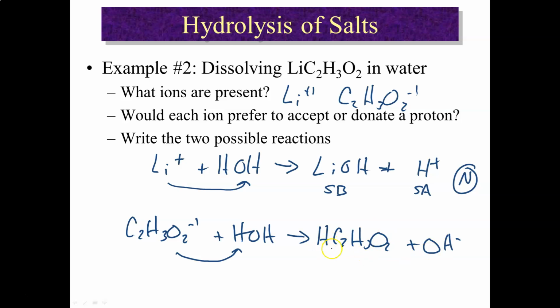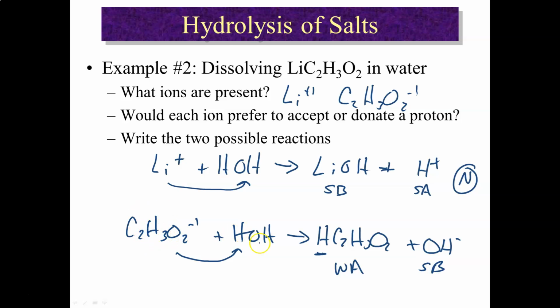Let's categorize these. We have HC2H3O2. You should recognize that as acetic acid. And even if you don't recognize that as acetic acid, you know it's acidic because it starts with H. Is it a strong or weak acid? Well, it's definitely not one of the 7 strong acids we memorized, so it has to be a weak acid. Anything that's not one of those 7 strong, just consider it weak. Now over here, we have our hydroxide ion. Anytime you see the hydroxide ion, you know that's a strong base.